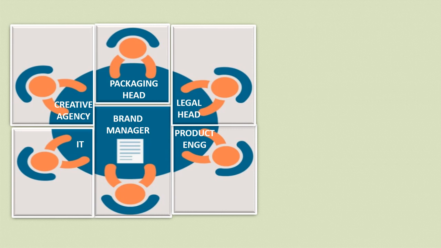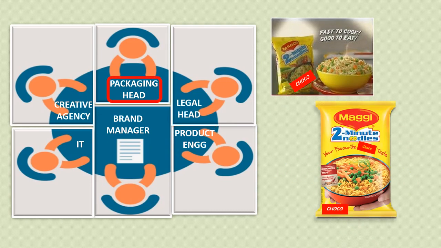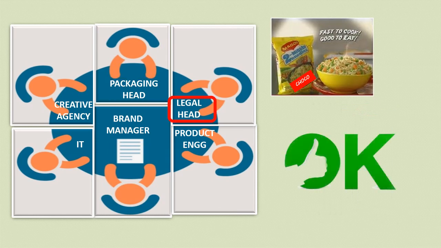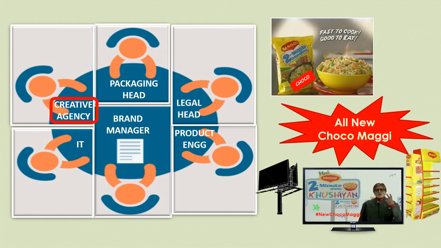Suppose you want to introduce a chocolate variant of Maggi. You will need to speak with the product engineers in the factory and ask them to make those changes in the recipe. For new packaging, you will have to speak with the packaging team about the cost and time needed to make those changes. You might also need to speak with the regulatory team to ensure if the changes are allowed legally. The creative agency needs to be briefed on the changes you intend to do on the pack, maybe displaying all-new chocolate Maggi. Designing of banners, mailers, racks, also needs to be done by the creative agency.